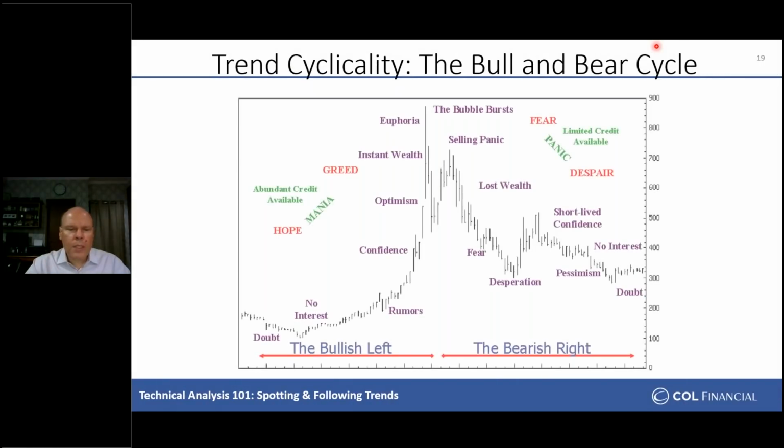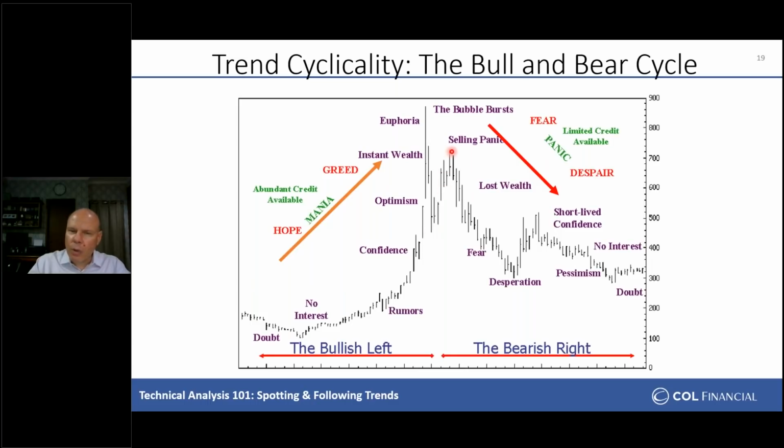So what is a bull market compared to a bear market in terms of the movement in price? What we have here is a picture of trend cyclicality, of how a market starts very solidly after a period of no interest, starts to hear rumors about businesses doing well, and eventually explodes in price, all the way up to a degree of optimism, instant wealth, and euphoria. But then it starts to fall off and sag. Prices start to fall very sharply.